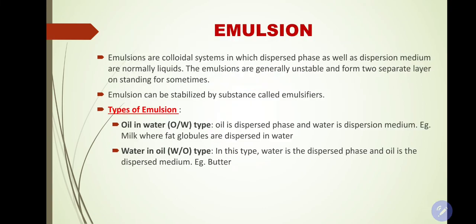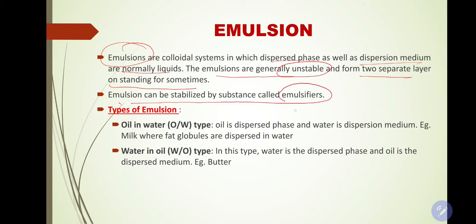What is an emulsion? Emulsion is the colloidal system in which the dispersion medium is liquid and the dispersed phase is also liquid. So both the dispersed phase and dispersion medium are liquid. Such a colloidal system is known as an emulsion. Generally, emulsions are unstable and form two separate layers on standing for some time. Clear? So an emulsion can be stabilized by adding an emulsifier.